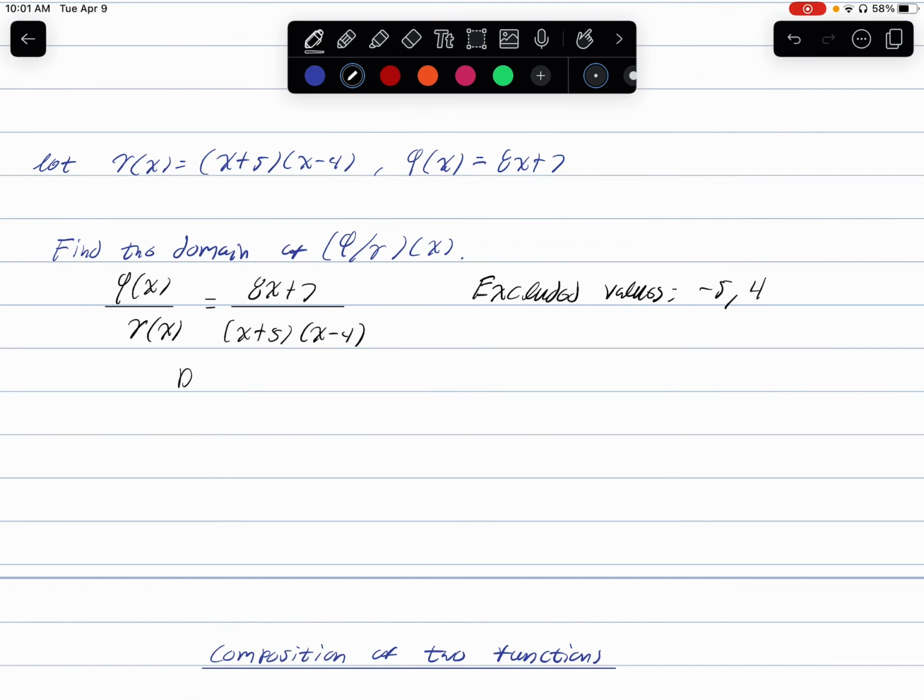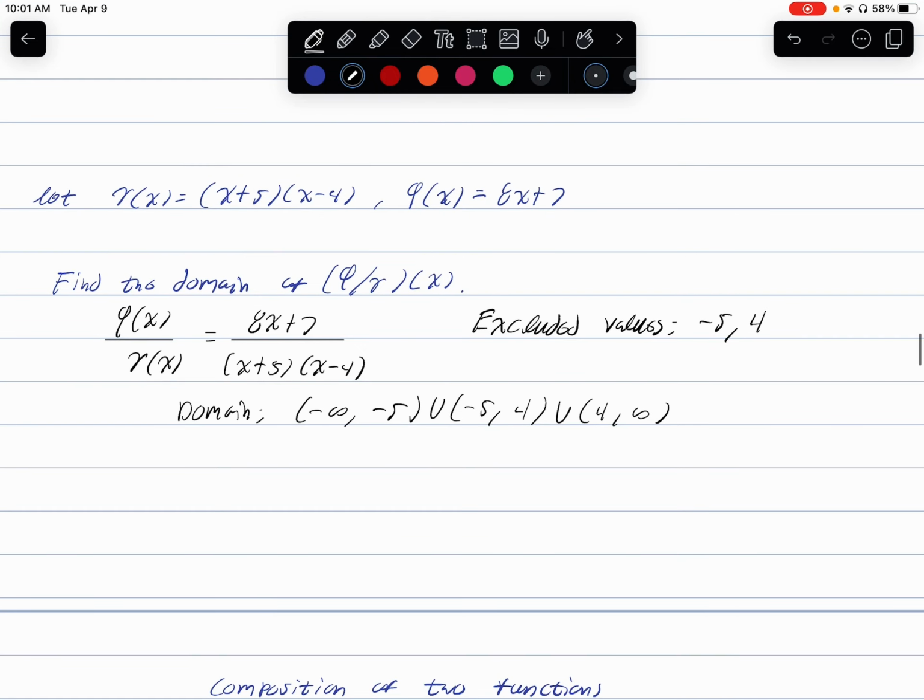So our domain is going to be the interval from negative infinity to negative 5, and we don't want to include that point, so we use a parenthesis, union with parentheses negative 5 to our next excluded value, which is 4, parentheses there because we don't want that either. And then we're going to union that with the interval from 4 to infinity. So this is going to be our new domain.